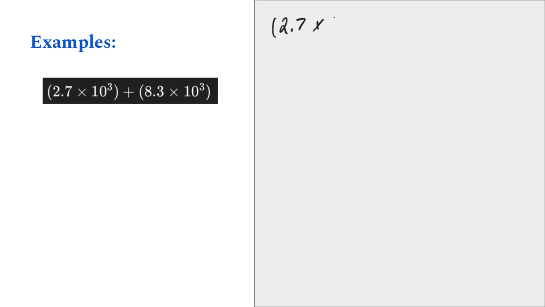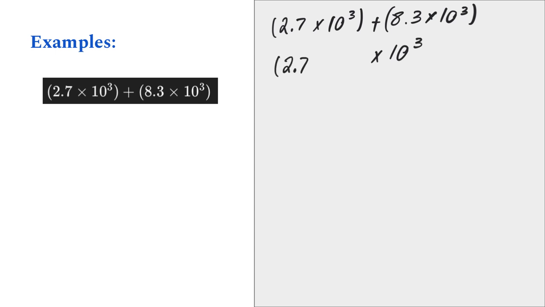2.7 times 10 to the 3rd power plus 8.3 times 10 to the 3rd power. Our exponents are the same, so we're going to leave that alone, and we're going to add our coefficients. 2.7 plus 8.3 equals 11, and we're going to write times 10 to the 3rd power.